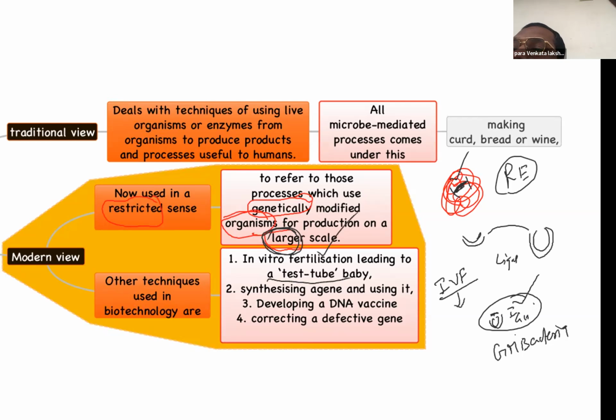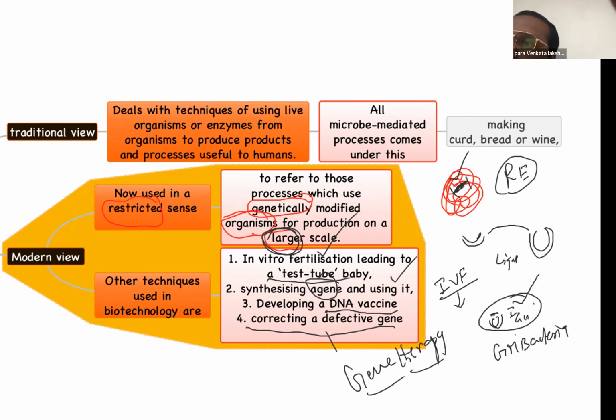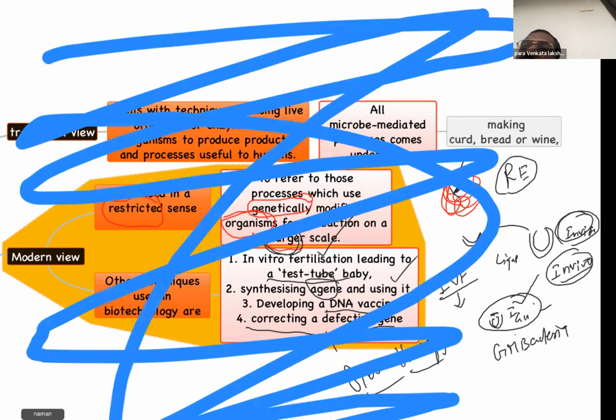Not only that, you can synthesize a gene and you can use that. And not only that, you can produce a vaccine and you can correct a defective gene with gene therapy. So these are the different applications which are present. So here we discussed how to produce in vivo, cell-based production, or maybe in vitro PCR method, in vitro cloning. Either in vitro or in vivo can be used to produce different products on a large scale.